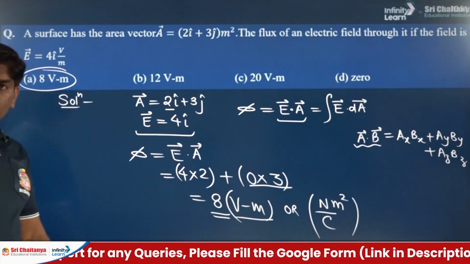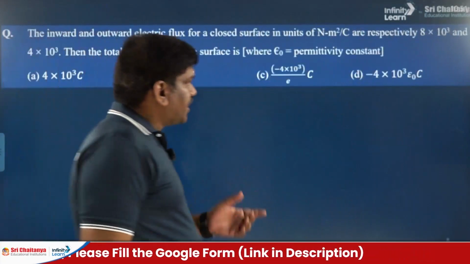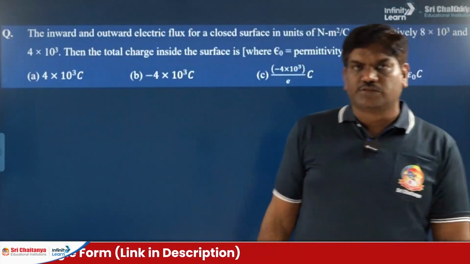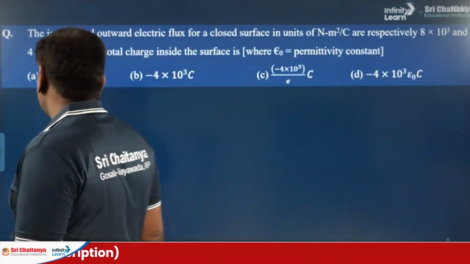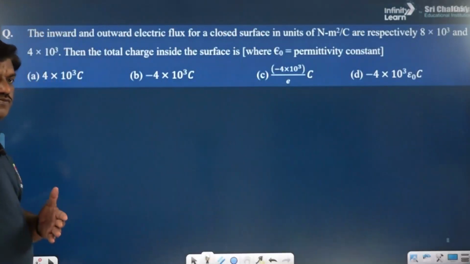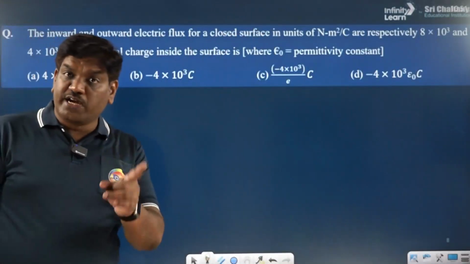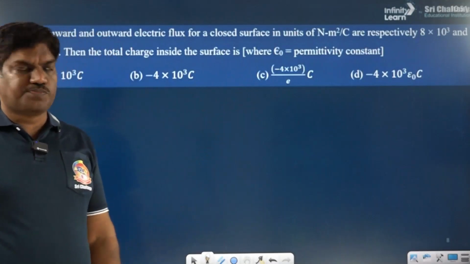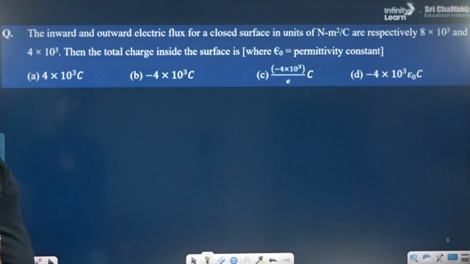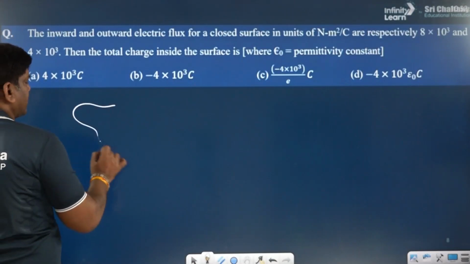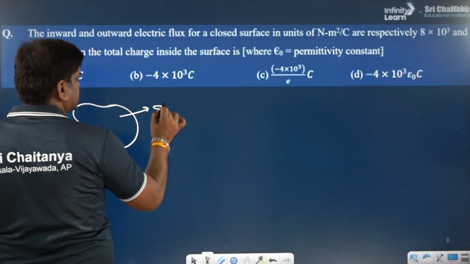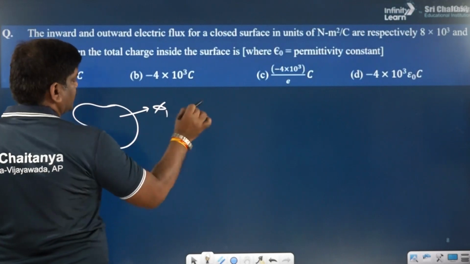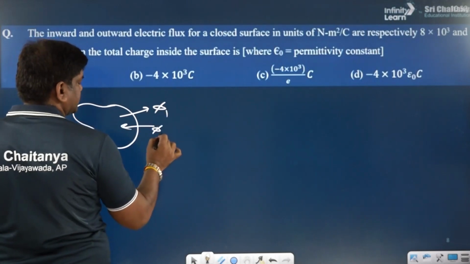Okay, let's move to the next problem. Now this particular problem is based on the sign convention of the flux. We have discussed that for the enclosed area, the flux which is incoming becomes negative and the flux which is outgoing is always positive. So here the inward and outward electric flux is through the enclosed area. So there is some enclosed area for which they are saying there is some flux which is outward, and there is some flux which is inwards.